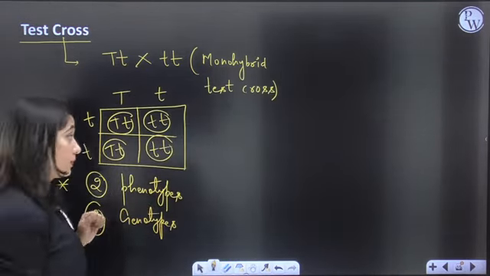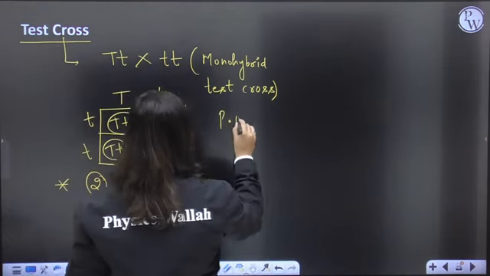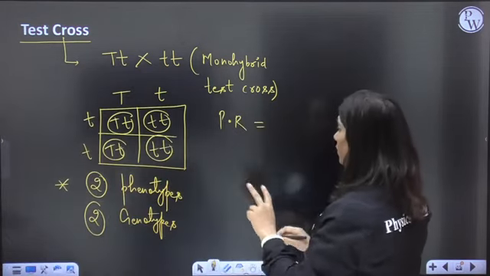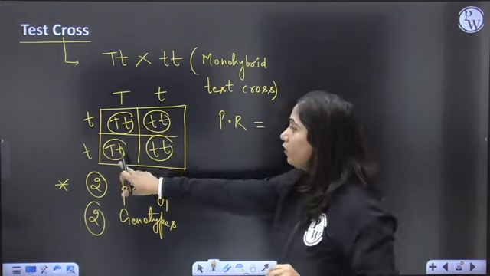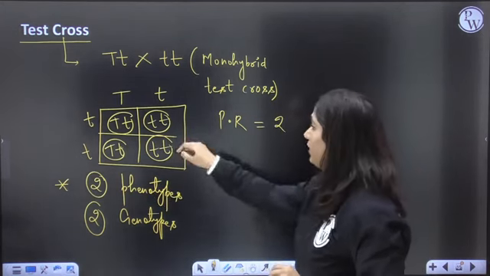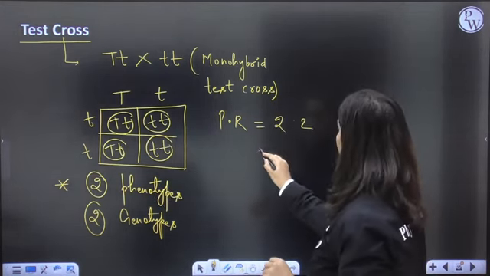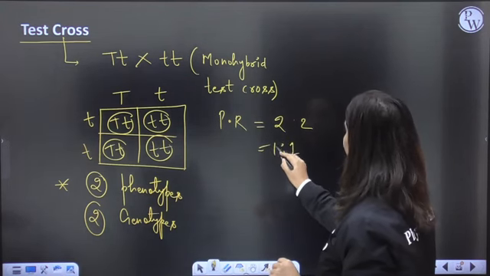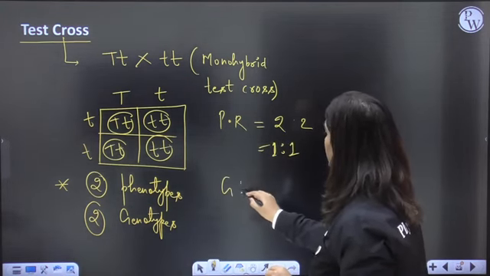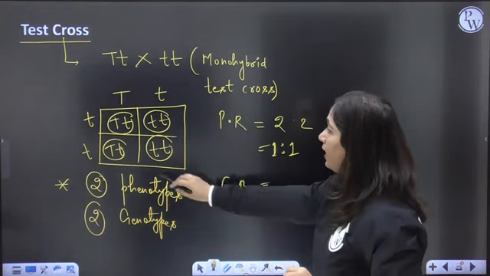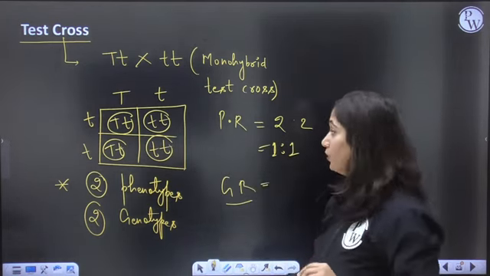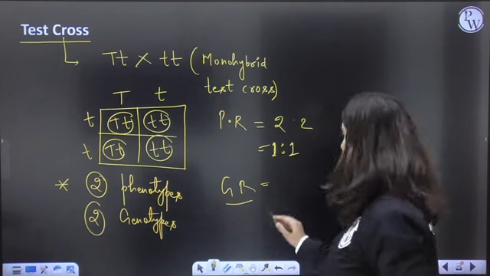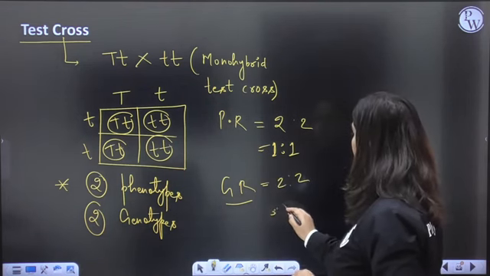And the ratio, the phenotypic ratio, how many phenotypes, beta? 2. Tall or dwarf? How many tall? 2. How many dwarf? 2. So the ratio comes out to be 1:1. And the genotypic ratio, capital T, small t, 2. Small t, 2. So the ratio comes out to be 1:1.